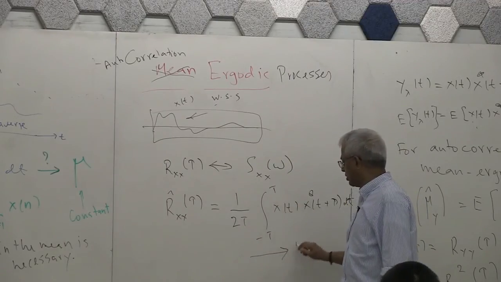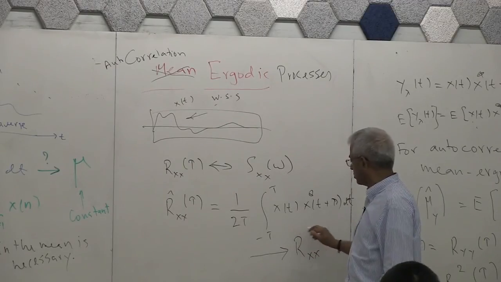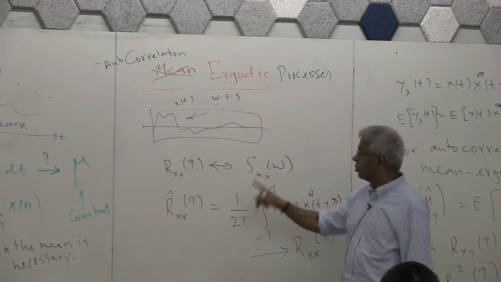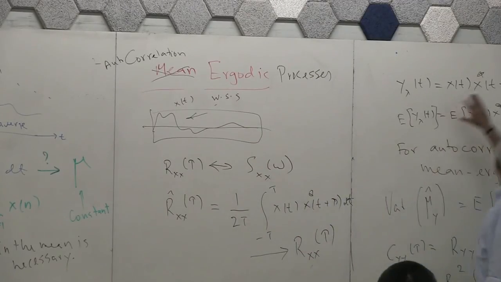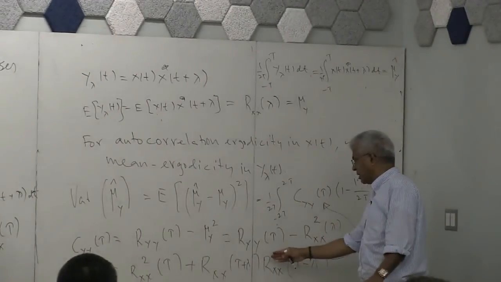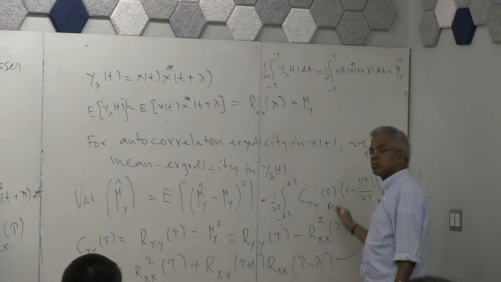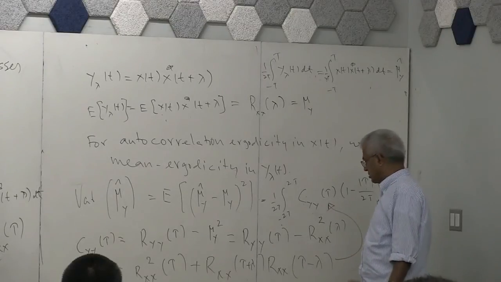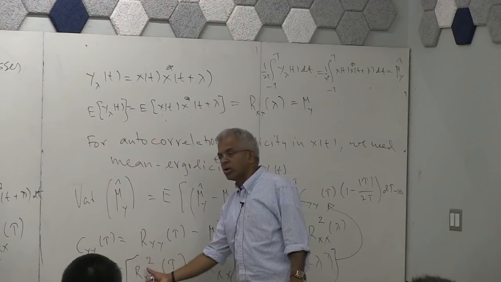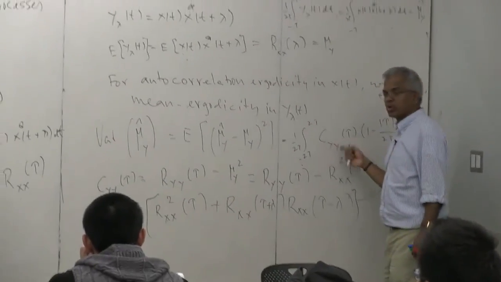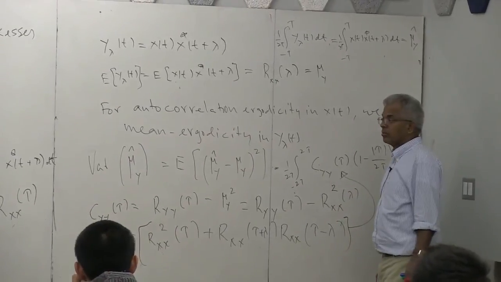We know that this quantity goes to Rxx tau, provided the original process is correlation ergodic, and the condition is this complicated condition somewhere here. And if the process is Gaussian, again you can write the Cyy in terms of Rxx. It's messy because you have two expressions now. Look, autocorrelation is squared, it makes sense because y is already the square of a process, right?